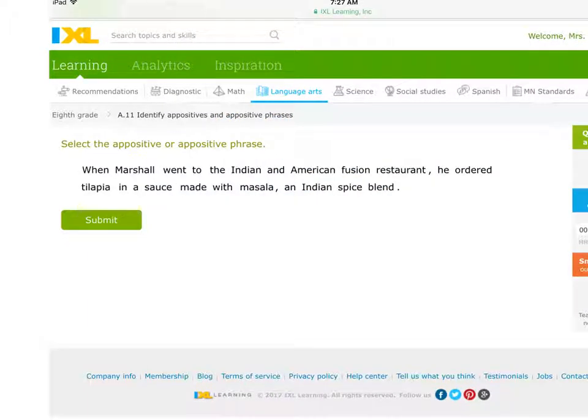And finally, when Marshall went to the Indian and Asian fusion restaurant, he ordered tilapia in a sauce made with masala, an Indian spice blend. So I'm looking here in the first clause, when Marshall went to the Indian and Asian fusion restaurant. Nothing there is describing anything before it. So then I look on, he ordered tilapia in a sauce made with masala, an Indian spice blend. Okay, so here we have an example where this Indian spice blend, which is a noun phrase, is describing what masala is. And it's non-essential because masala is still masala, even though you don't describe it. So it's surrounded by commas, and that's my appositive.